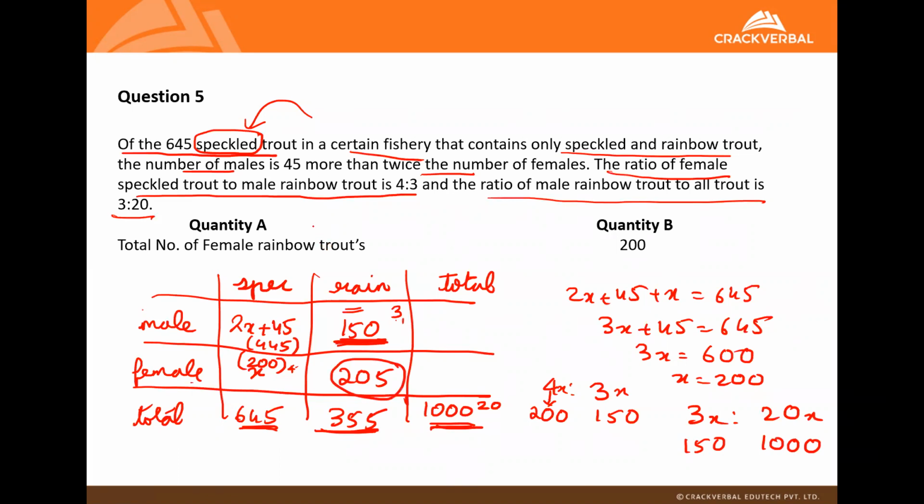So the question asks you, what is the total number of female rainbow trouts, right? So the total number of female rainbow trouts is 205. So 205 compared to 200, the answer here is alpha.